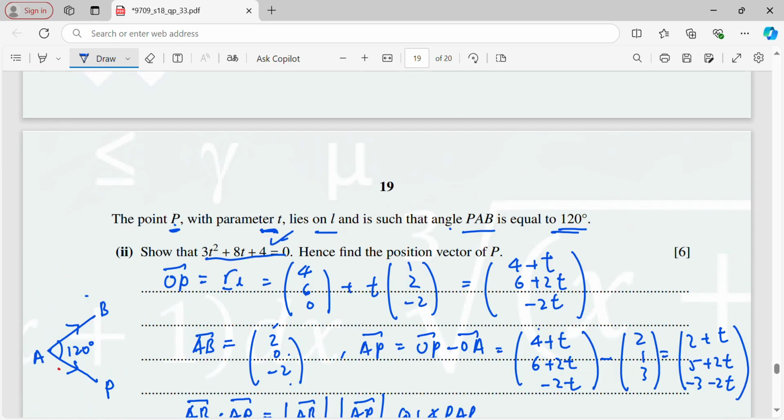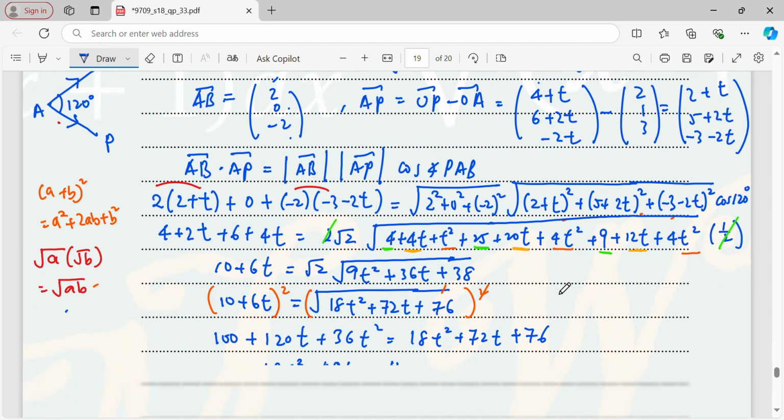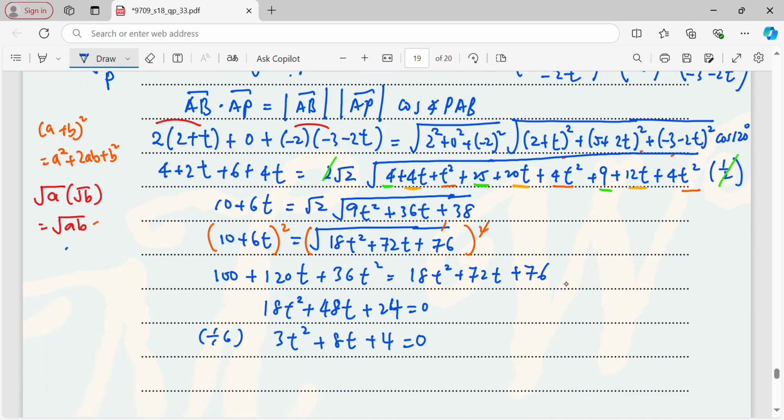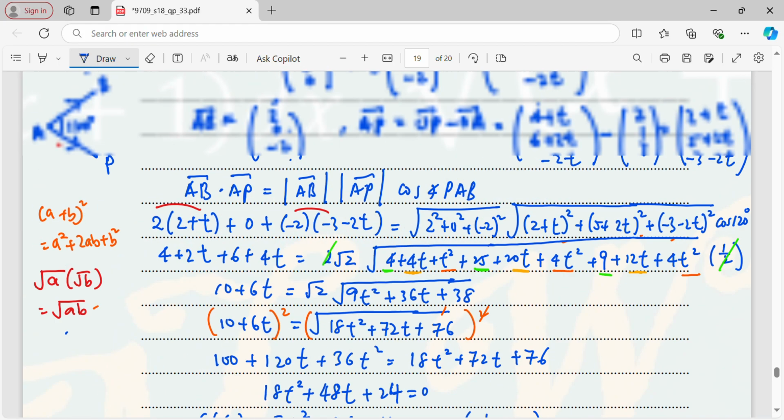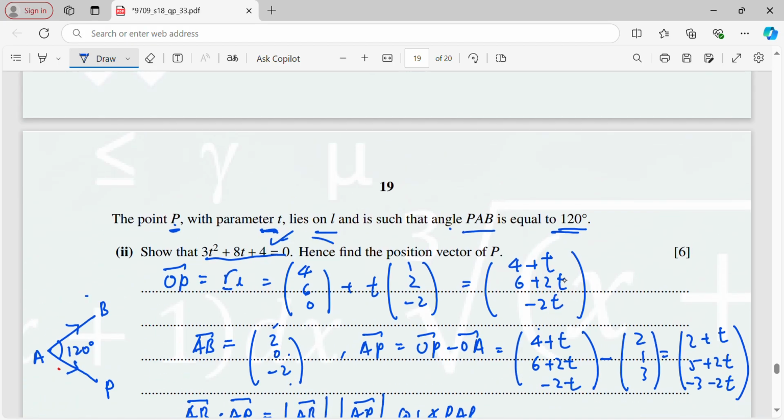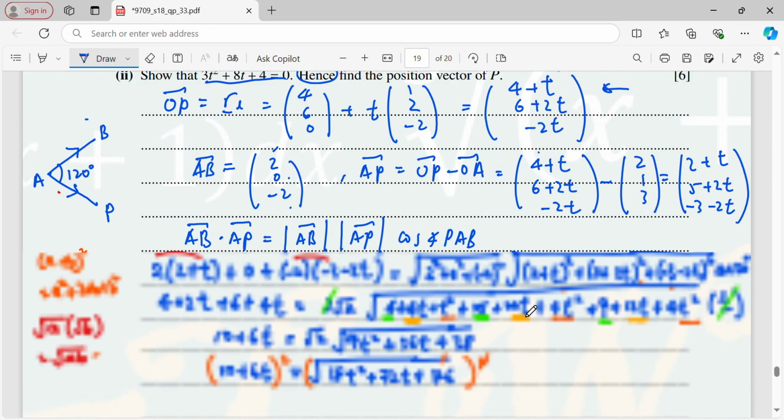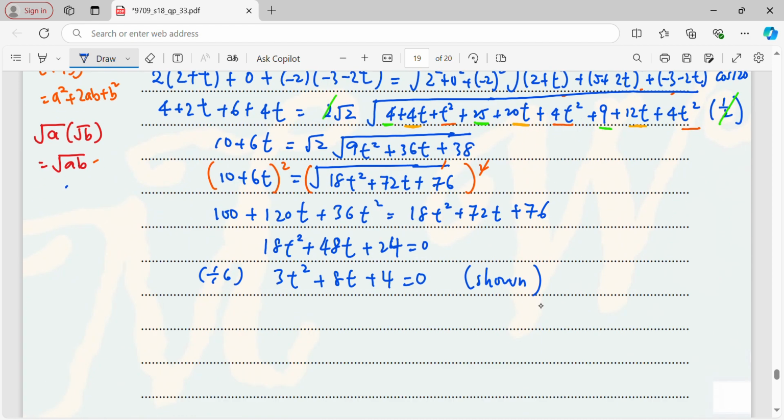Okay, that is the quadratic equation that we need to show. So we have shown this. Now, when you look at the question, hence, find the position vector of P. So if I need to find P, that means I need to find t, right? So which means now we need to solve this quadratic equation. So 3t squared plus 8t plus 4 equals to 0.